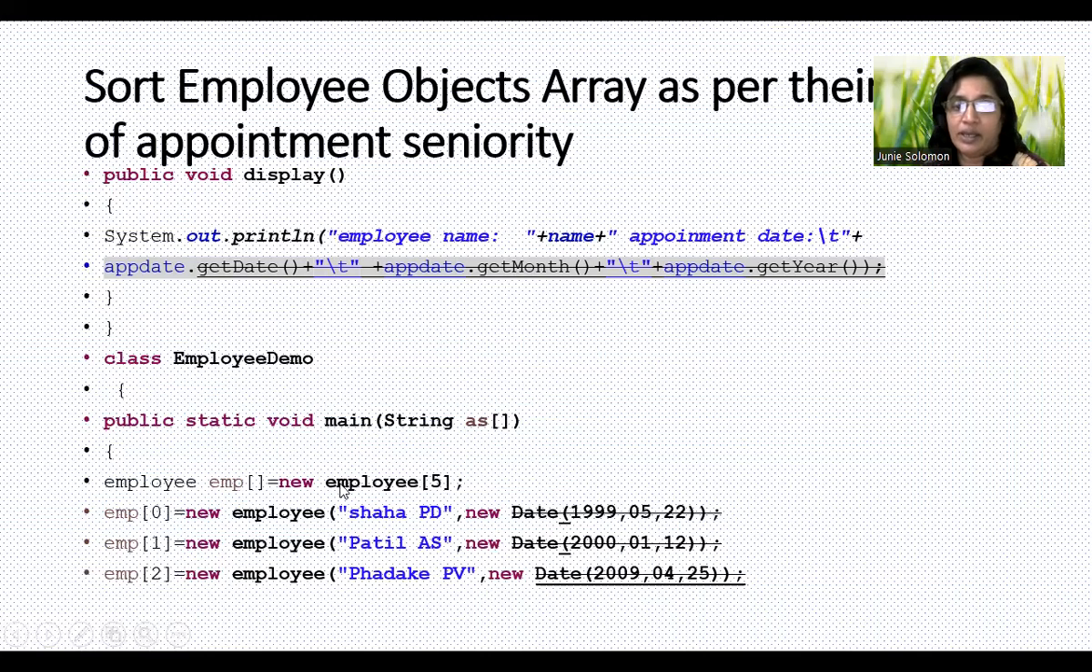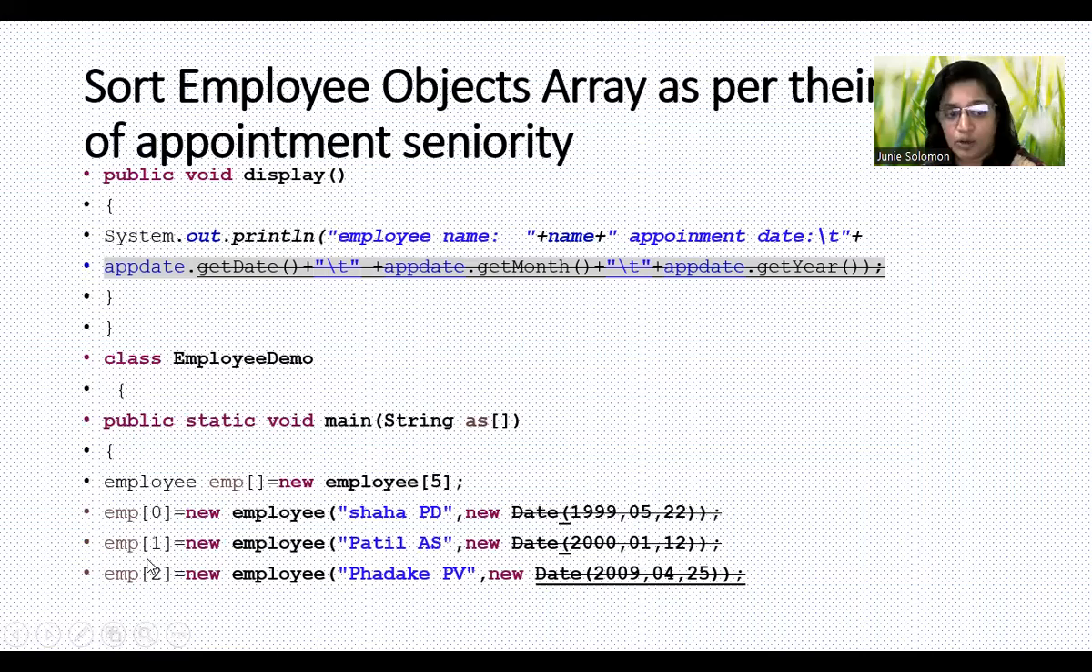So you see I created employee emp square bracket equal to new employee of 5. Then for each one I put employee of 0 equal to new employee. I created one record, one person's record, and there is a new date. When you give the date, you cannot give it just like that. You have to create a new date. First you have to pass the year, then the month and the date. You have to do it like this only, and it will take it.